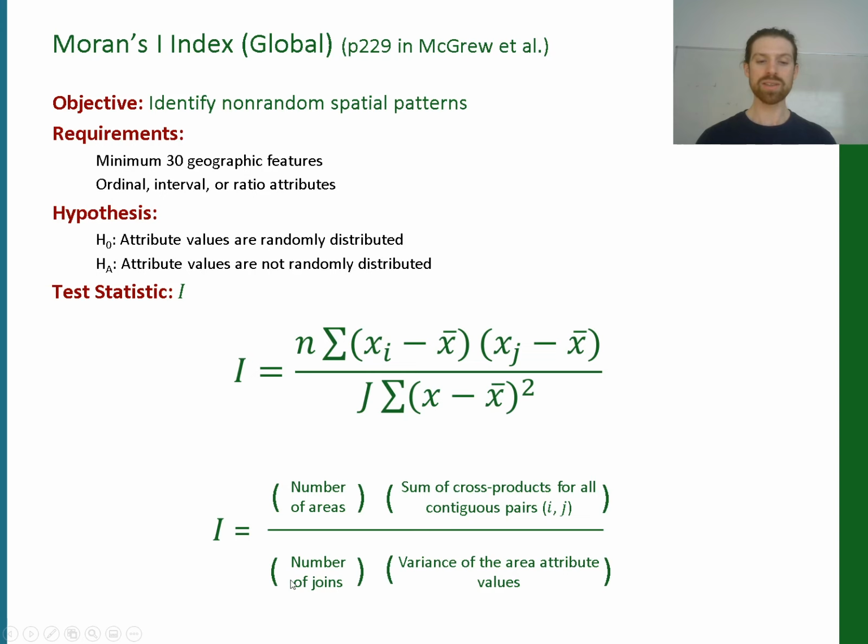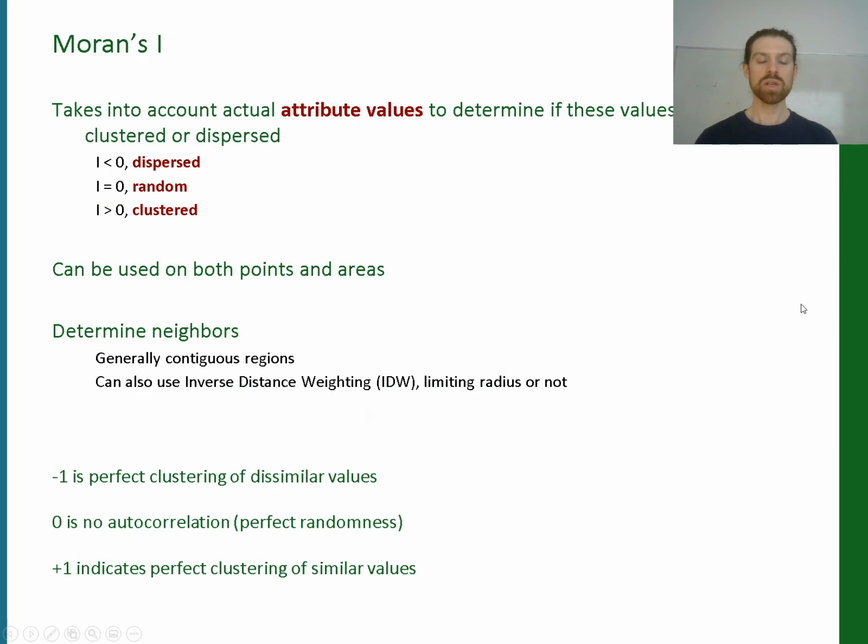Then on the denominator, we need the number of joins, and then we need the variance of the area attribute values, okay? So Moran's I takes into account actual attribute values to determine if these values are random, clustered, or dispersed. It can be used on both points and areas, and we need to determine the neighbours within our particular sample. Generally contiguous regions, but we can also use inverse distance weighting if we need to.